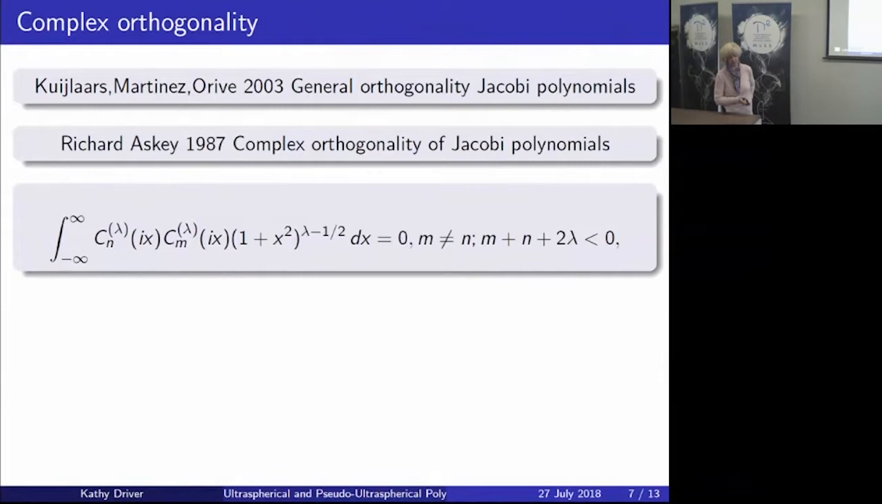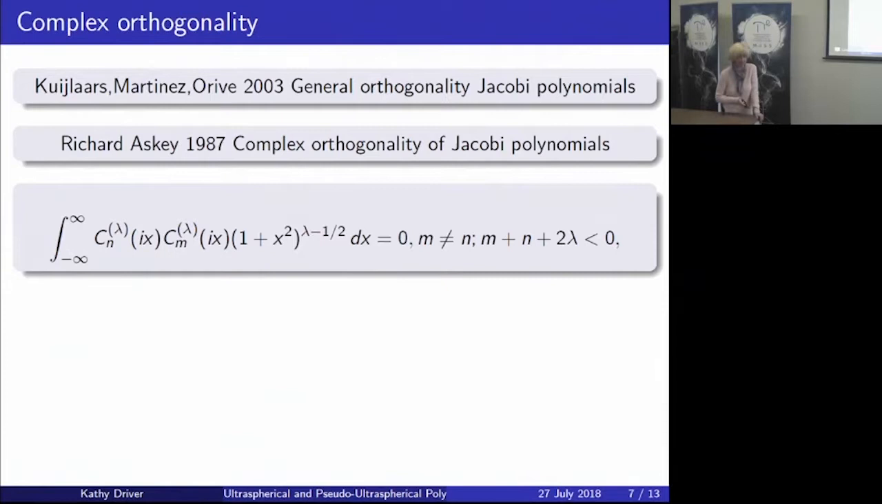So that was some very deep and interesting work. But looking at the complex orthogonality of ultraspherical polynomials, Jacobi polynomials, we can go back to a paper of Richard Askey. And I have to tell you that Helmut Prodinger and I reinvented this.